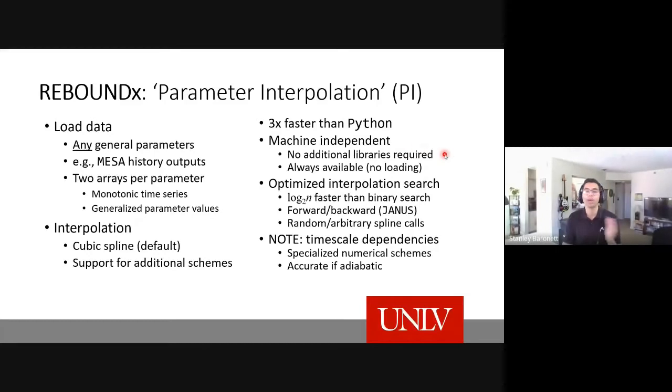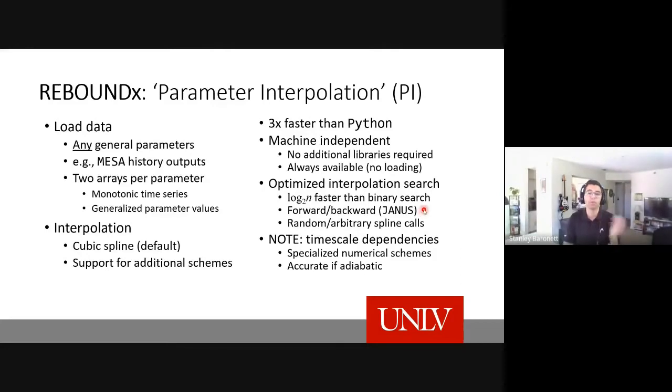What that means is you don't have to use any additional libraries to get this to work in your code. You just simply load REBOUND and it's available. You don't even need to load the feature itself. It's always available. And it also features an optimized interpolation search function. What I mean by that is, as REBOUND is going along, in either a forward or backward integration, it's very efficient in how it knows where to go and interpolate next. And this search algorithm is actually log 2n faster than just a simple binary search. So it's very efficient code.